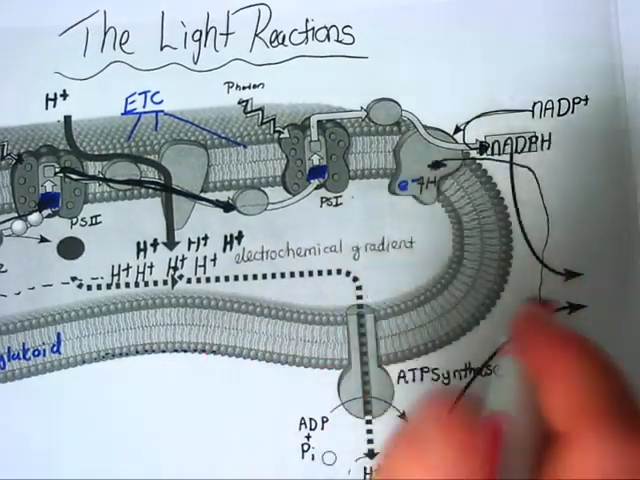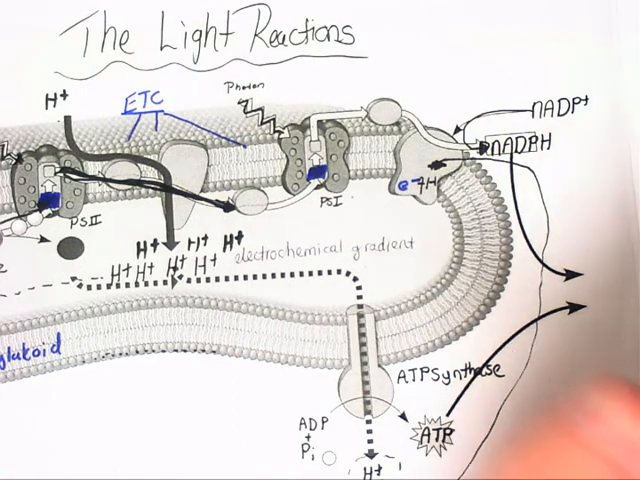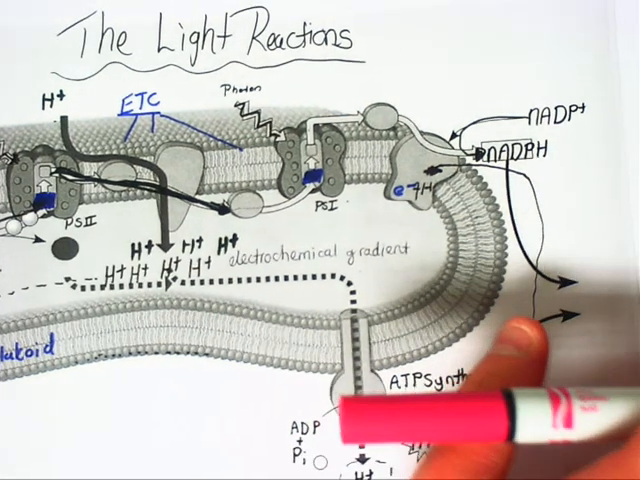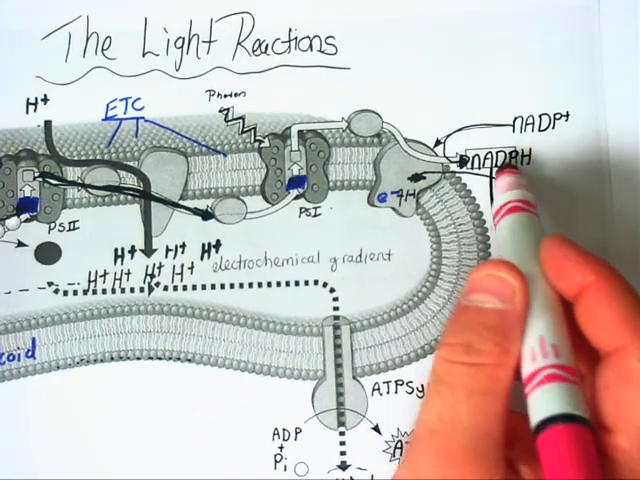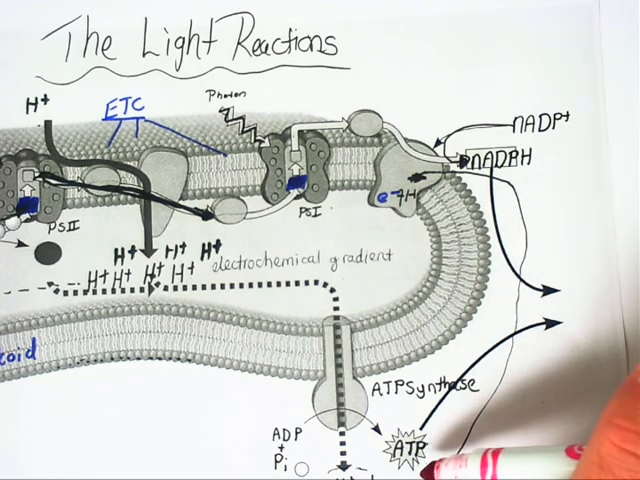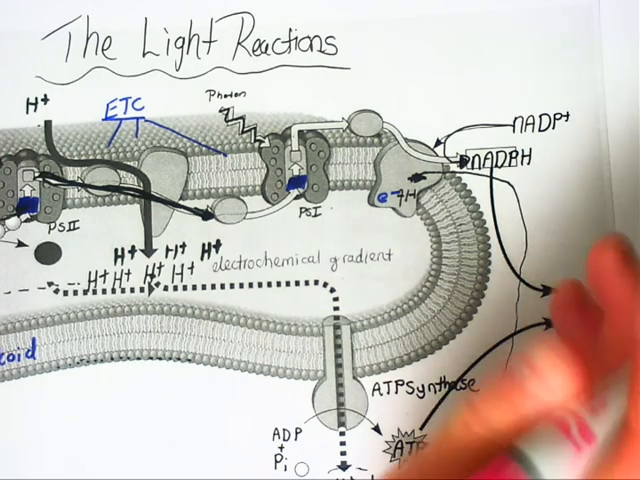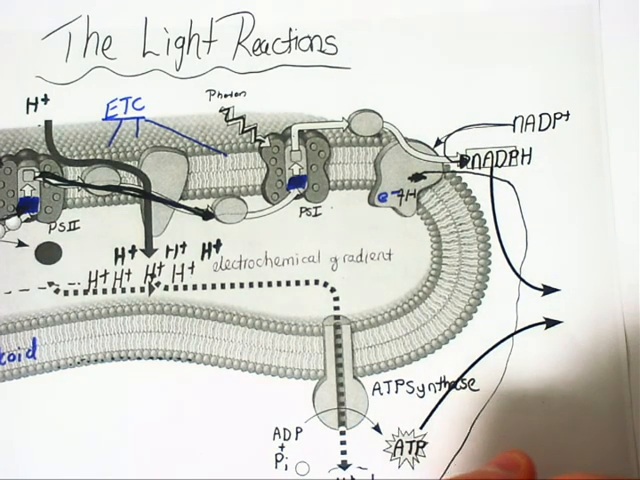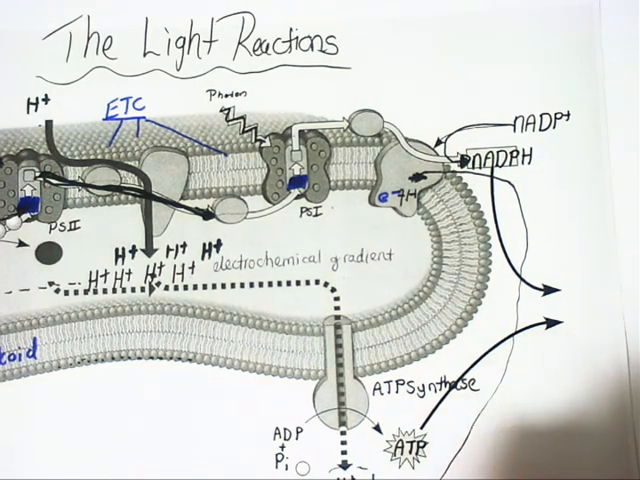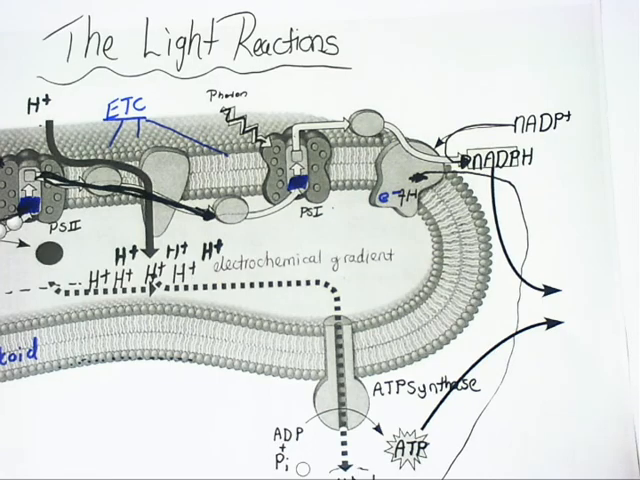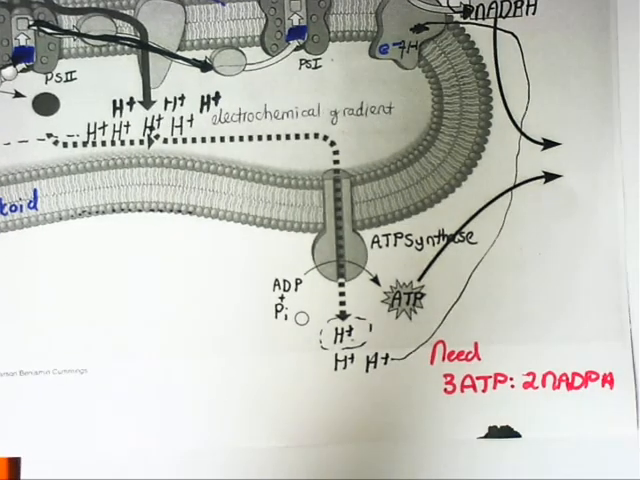So, let's talk about this real quick. The question was, how many of each do I make? Well, if you think about it, I made one NADPH for every one ATP. I made a 1-to-1 ratio. Now, here's what reality is. Reality is that you need about 3 ATP to every 2 NADPH. So that's what your real need is.